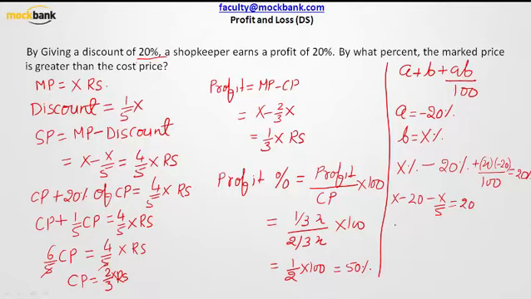That comes out as what? 4 over 5 x comes out as 40, and x comes out as 50%. So what is the meaning of it? It says that if you increase your cost price by 50% and then you give a 20% discount, then you're going to make a profit of 20%. That is what it is.